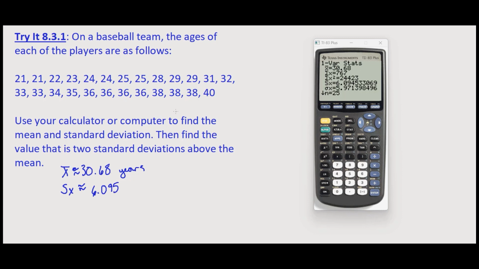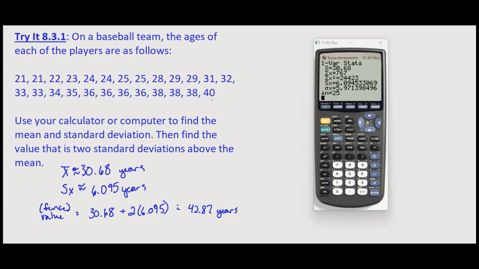Now this last part asks us to find the value that is 2 standard deviations above the mean. So we would simply take the value in question, and this would be a high fence using an alternate definition of an outlier. Anything above this would be considered an outlier. So our high fence equals 30.68, our mean. This would also be years, don't forget context. So 30.68, the mean, plus 2 times the standard deviation, which is 6.095. And when we find that, that is 42.87 years.